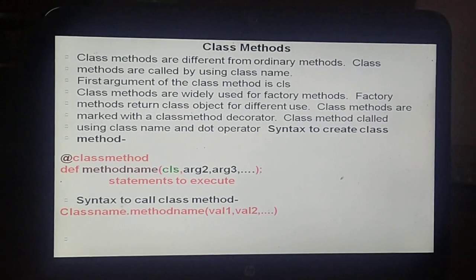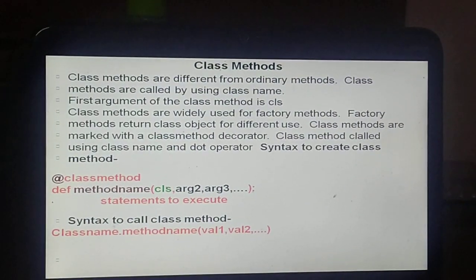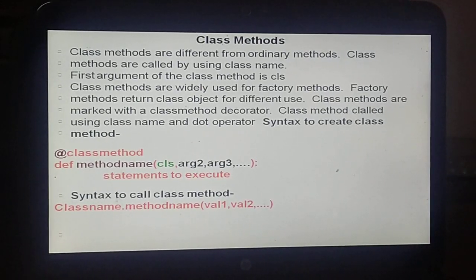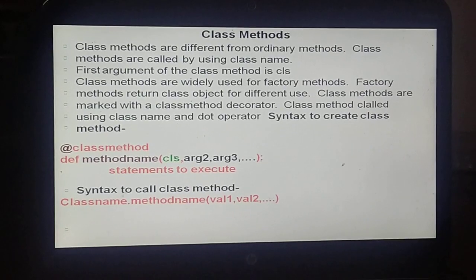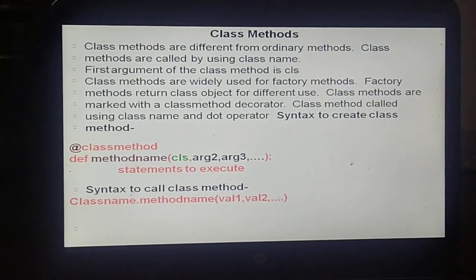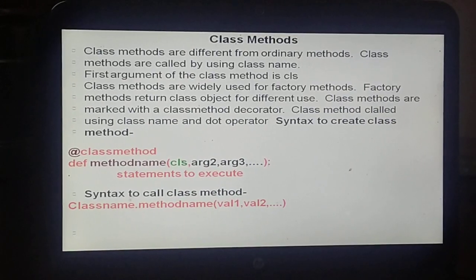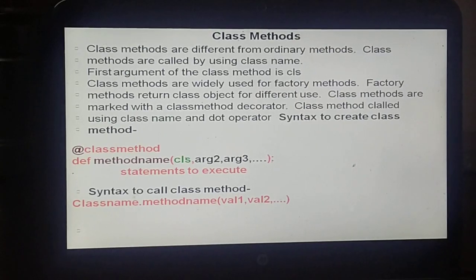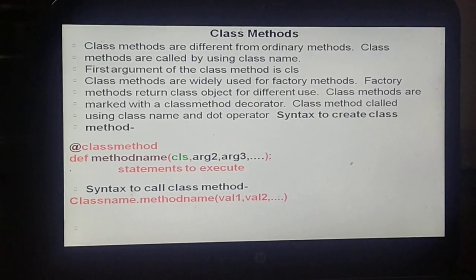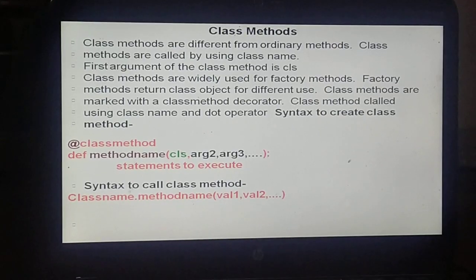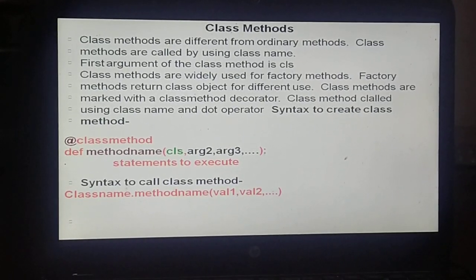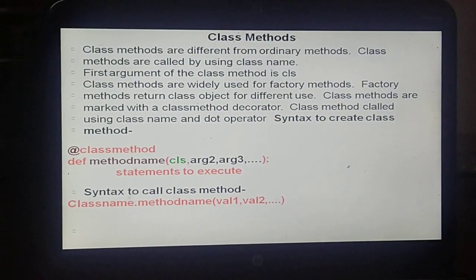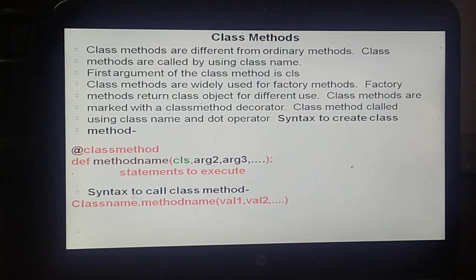Class methods are a little different from ordinary methods. There are two major differences between an ordinary method and a class method. The first difference is that they are called by the class itself, not by the object of the class. You have to remember this very important point: whenever we talk about the @classmethod decorator, it is always called by the class rather than its object. The other major difference is that the first argument of a class method is cls, not self.